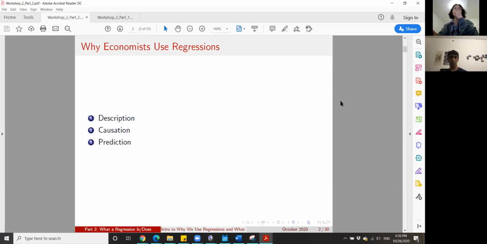Just as a reminder from last time, at the very beginning, I mentioned there are three main reasons why economists use regressions. The first is description, the second is causation, and the third is prediction. Description is, in some sense, the most valid use of a regression, especially the kind of regression I'm going to be talking about today, which is ordinary least squares, in that in reality, when you have a regression, you are describing a relationship within your data.